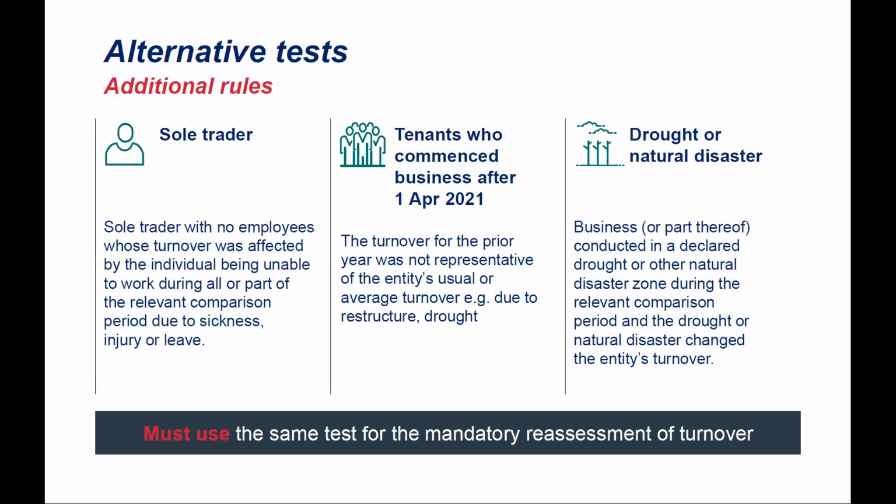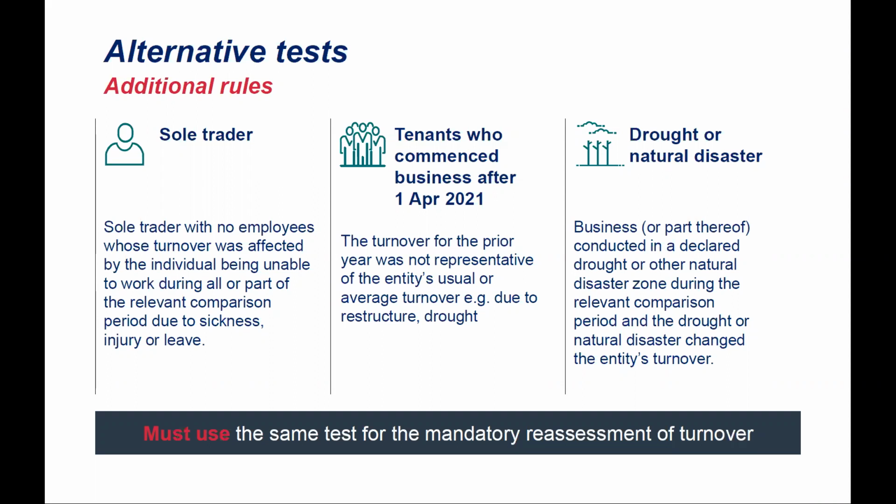So Regulation 22 talks about a situation where there's a sole trader or a small partnership and there's a sickness, injury or leave. So where does this apply? Well, this applies if there's a sole trader or a small partnership that has no employees, and the sole trader or at least one of the partners did not work for all or part of the relevant comparison period due to serious sickness, injury or leave, and the tenant's turnover was affected by the sole trader or partner not working for all or part of that period.